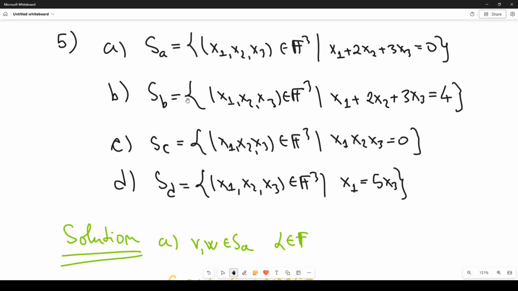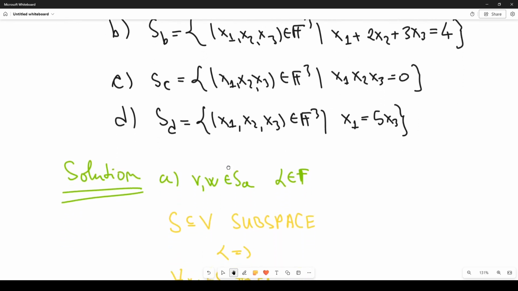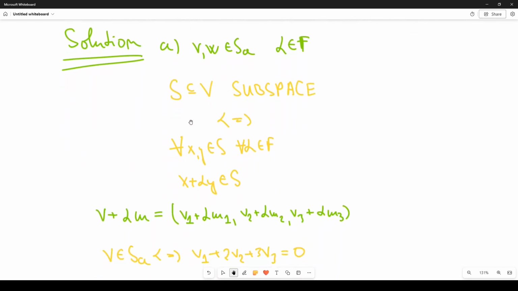Problem number 5. We're given 4 subsets of the vector space F to the third, and we're asked to determine for each of these subsets whether it is a subspace or not. So let's go through them. Let's first recall that some subset of a vector space is a subspace if and only if I take two arbitrary vectors, elements from the set, and an arbitrary scalar, and then we have to determine whether this expression, this sum, belongs to the set. If it does, then our set is in fact a subspace.